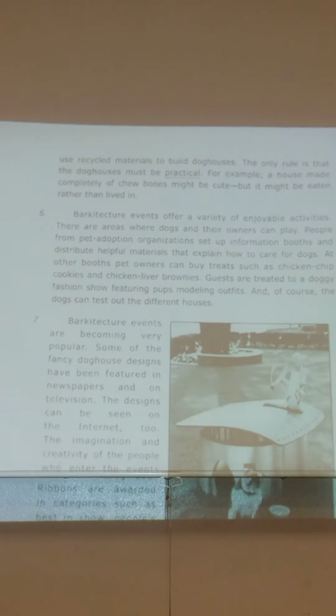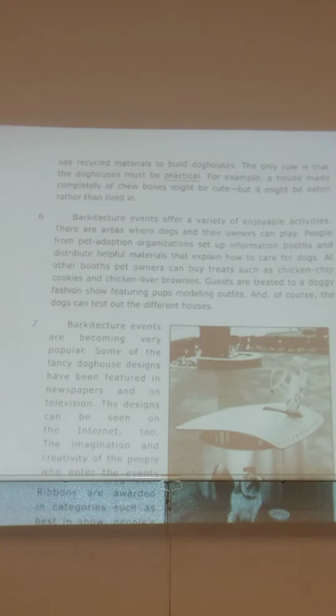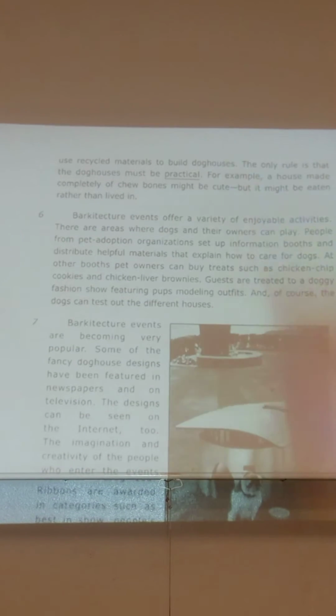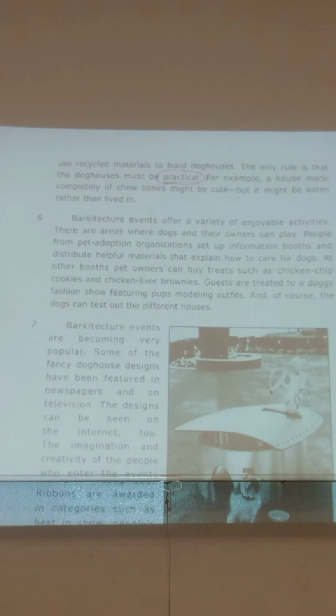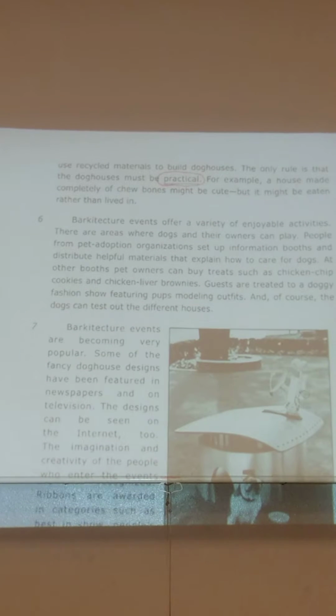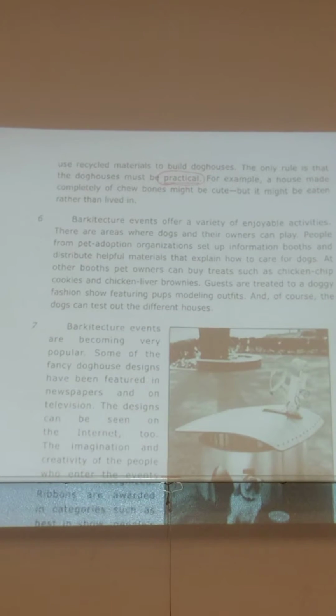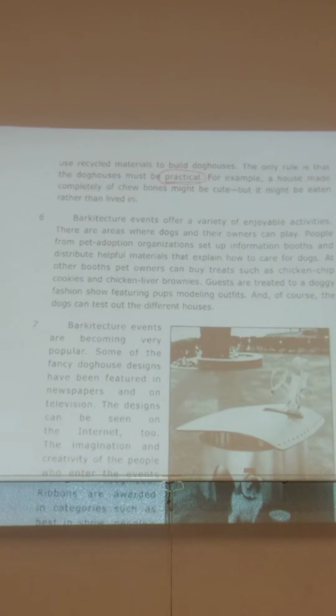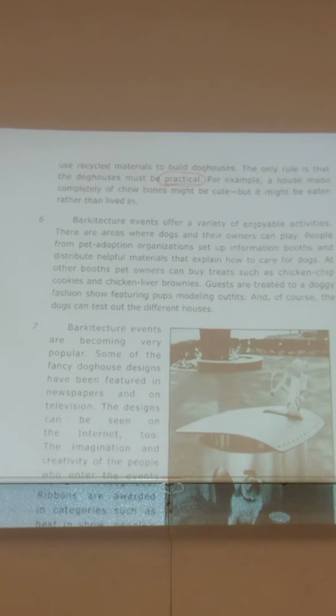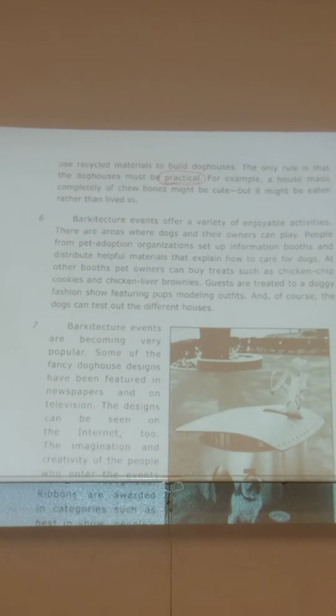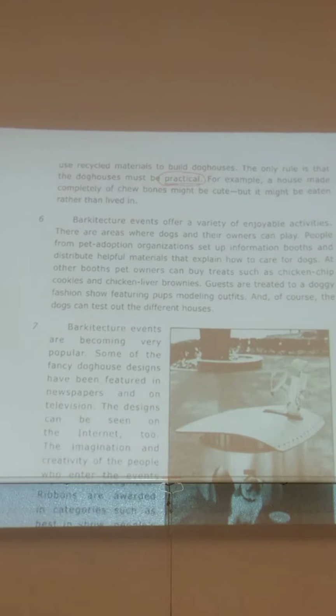Some people use recycled materials to build doghouses. The only rule is that the doghouses must be practical. I see that underline. So you can either highlight it, circle it, make a note of it, because they're probably going to ask me about that word. For example, so they're giving you an example of what practical means. A house made completely of chew bones might be cute, but it also might be eaten rather than lived in.